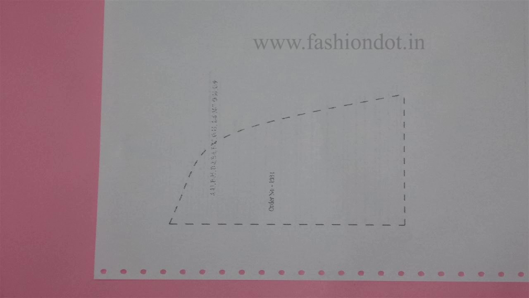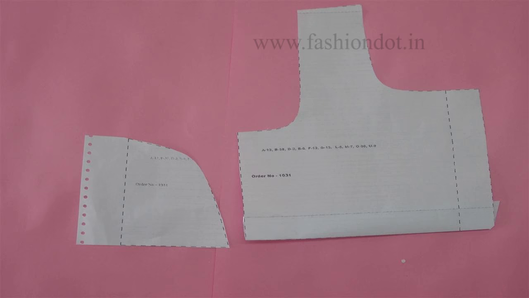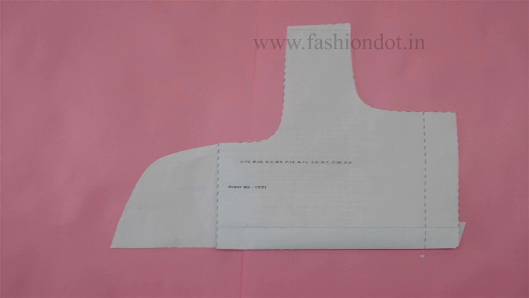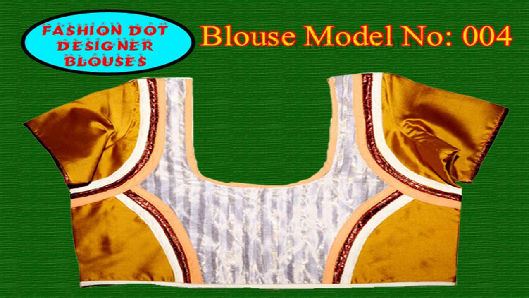The training videos on how to stitch each model will be available to you. This is the desired blouse pattern after cutting. Now we are placing the design in the center as per the mark. Now the points have been cleared. This is model number 4.